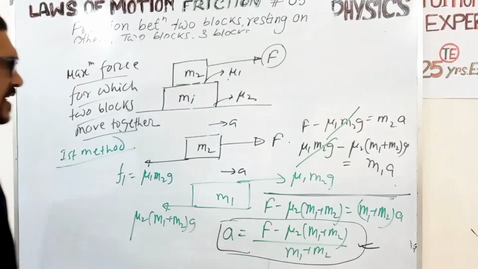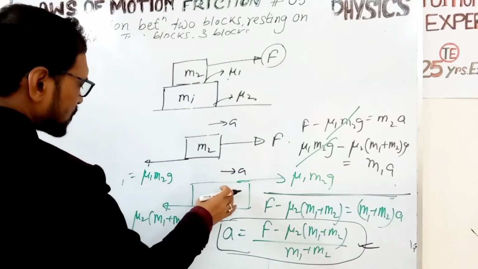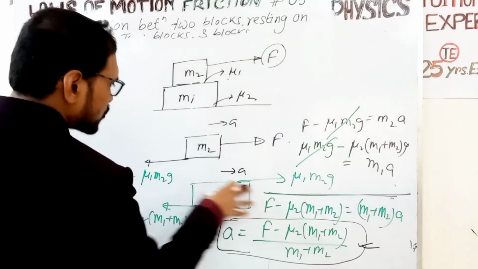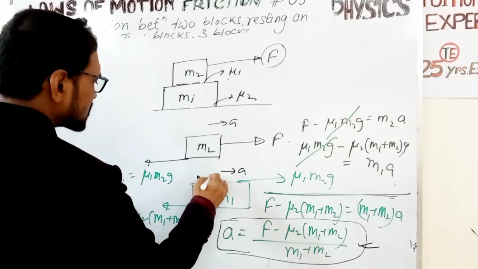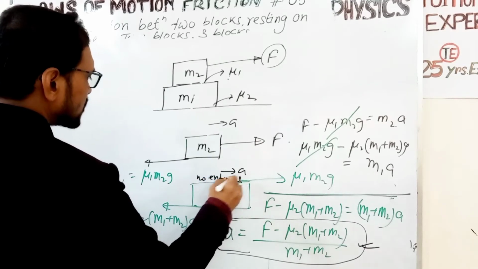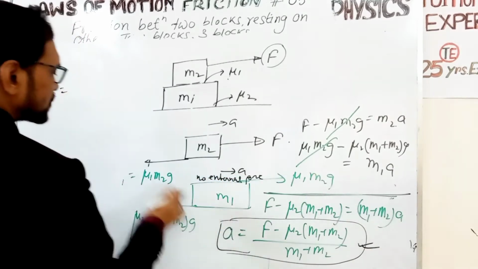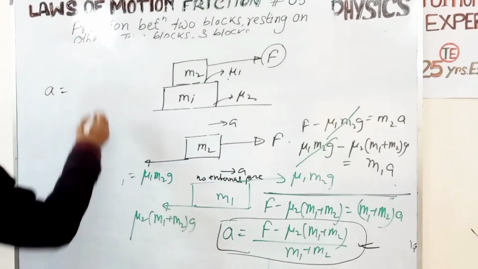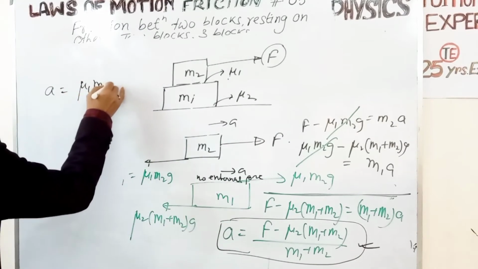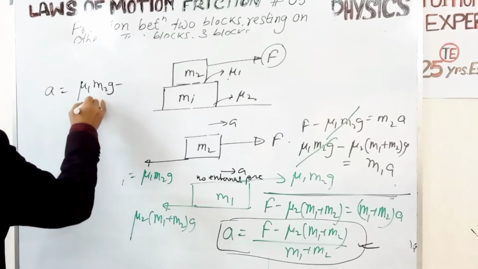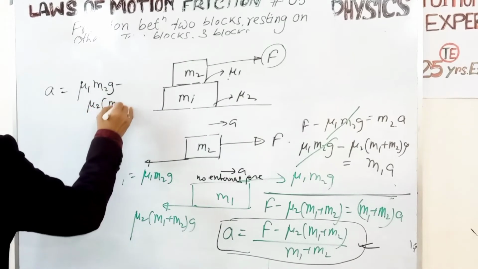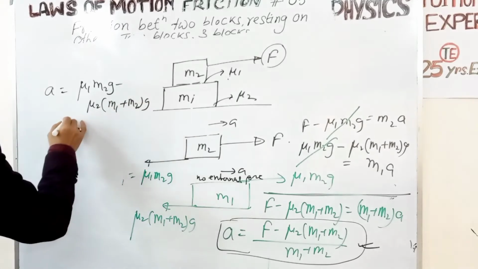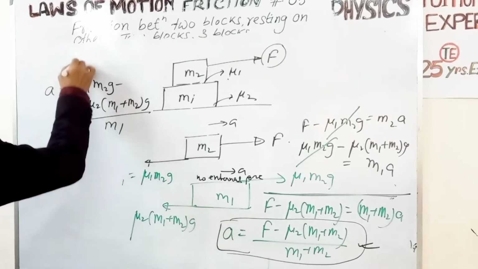Now what is the acceleration of this block? First calculate the acceleration of the block at which no external force is applied. So here no external force is applied, only friction force acts. So first calculate the acceleration of this block. Acceleration equals mu1 M2 G minus mu2 into (M1 plus M2) into G, divided by M1. So this is the acceleration of the block.